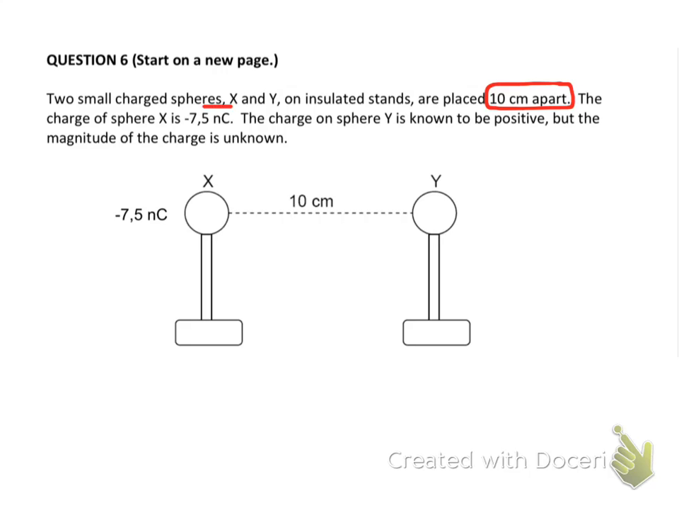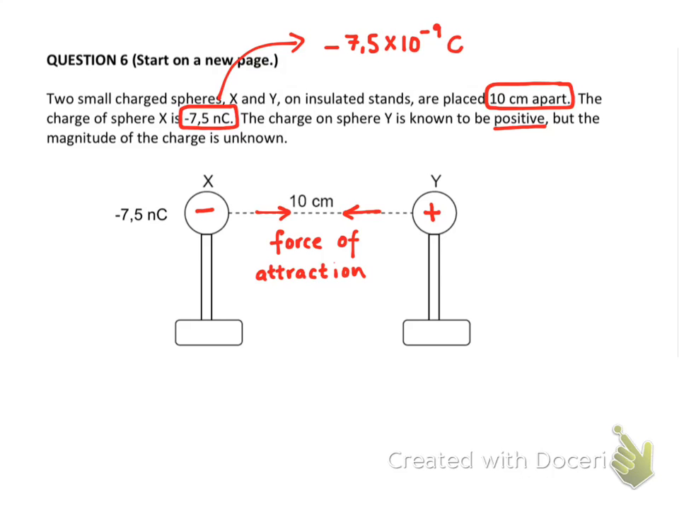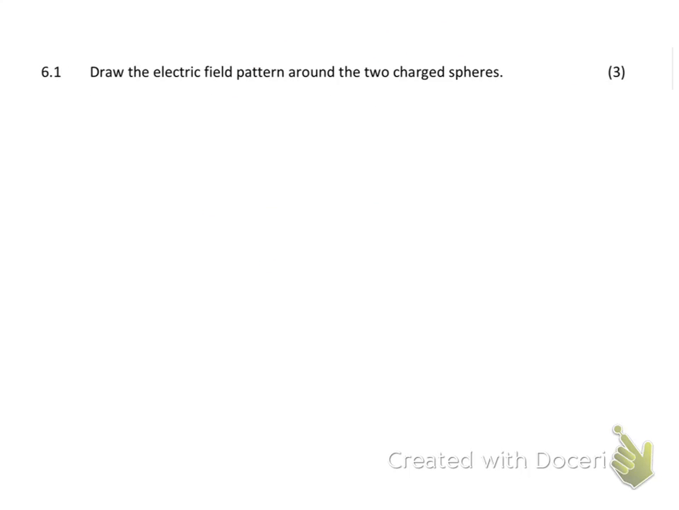The charge on sphere X is minus 7.5 nanocoulomb. So notice it's a negative charge. The nano means 10 to the minus 9. Charge on sphere Y is known to be positive. It's important to notice, but the magnitude's unknown. So X is negative and Y is positive, so we've got opposite charges, and so we know that there's going to be a force of attraction between X and Y, and one of the later questions asks us to calculate that force.